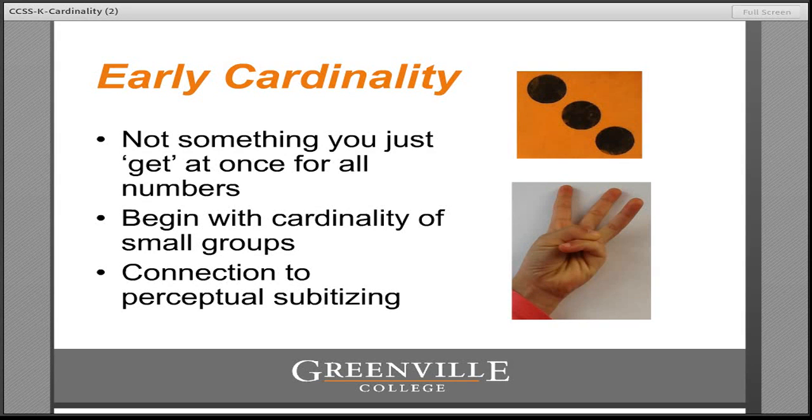Recognizing and being able to label 3 items as 3, however, is not necessarily an indicator of cardinality. Nevertheless, when you work with particular finger patterns and simple arrangements, items arranged in patterns, that can be really useful to fostering subitizing, and in turn, fostering subitizing can foster cardinality.